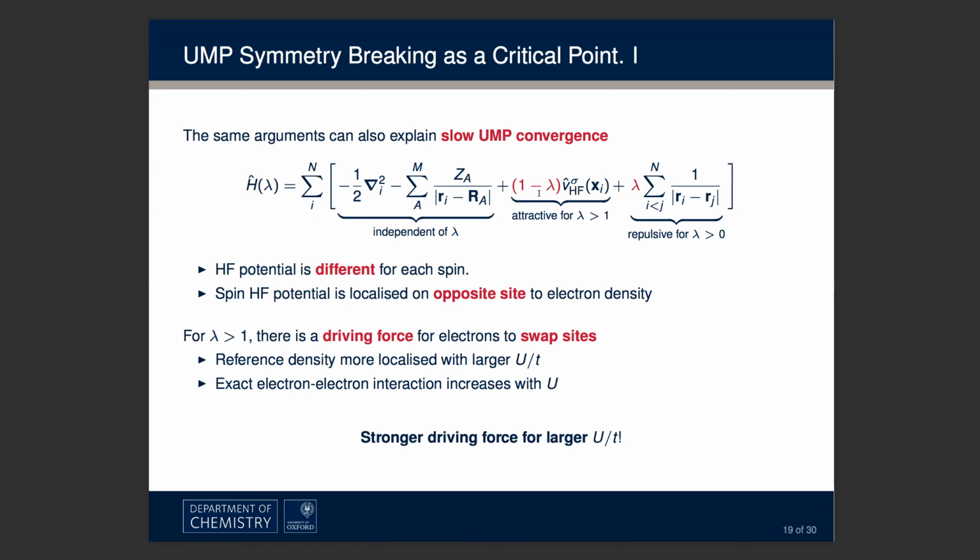So you essentially get a swapping of the electron density where the alpha and the beta orbitals swap sites, or the electrons swap sites.